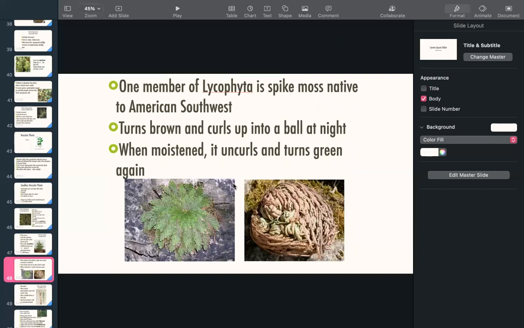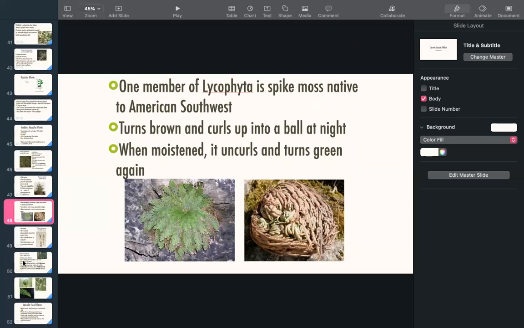This is a particularly interesting lycophyte. This is a plant that basically turns brown and curls up into a ball at night, which you can see here in the picture on the right. And in the morning, when it gains some water from the moisture in the air, it uncurls and turns green again. Just kind of a weird thing.